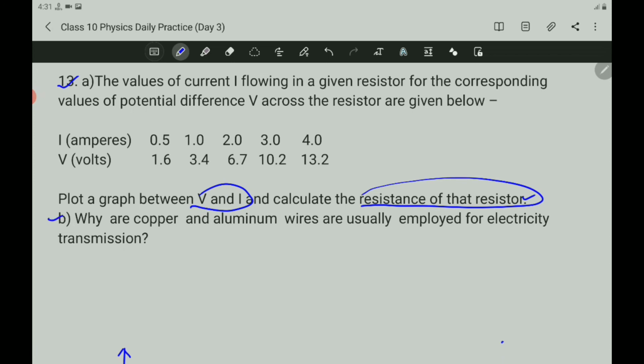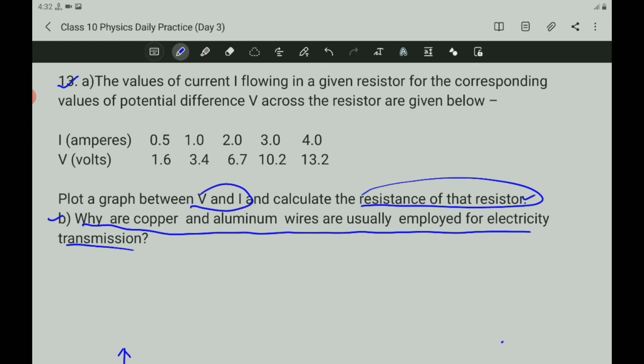Now question B: why are copper and aluminum wires usually employed for electricity transmission? Copper and aluminum are good conductors of electricity. Their resistivity is low. When electricity is transmitted through copper and aluminum wires, the power losses in the form of heat are very small. Therefore, copper and aluminum wires are usually employed for electricity transmission.